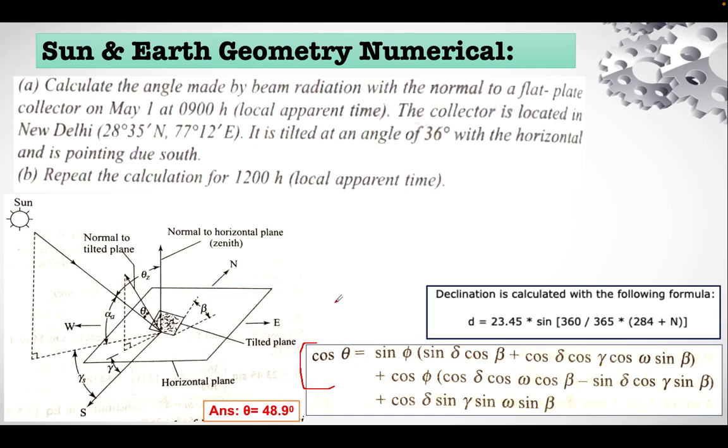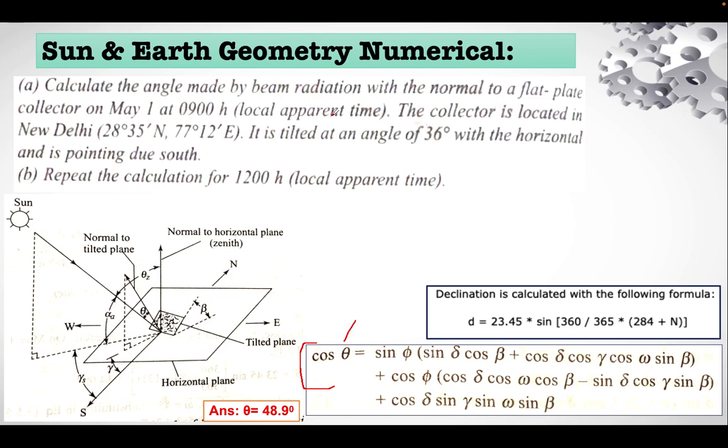Okay. Now, first of all, find out what the given information is. Because to calculate the incident angle, we must know all the angles related to the sun and earth, the angles of the radiation and related quantities. So first we are going to find out the given angles and put them into this formula, and we can calculate the incident angle.